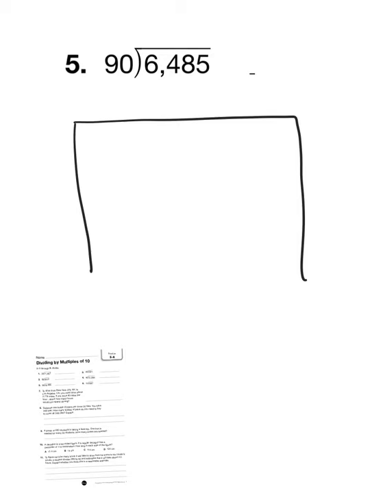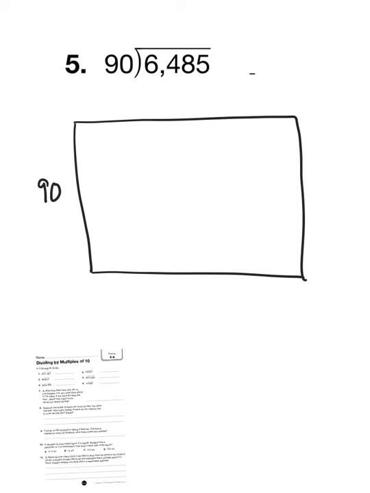Okay, for this next problem, I'm going to demonstrate how to solve it using an area model. Now, the purpose of an area model is to help you visualize your whole, which is your dividend. So in this case, our whole is 6,485, and we're sharing that into 90 groups, and we're trying to figure out how many are in each group.